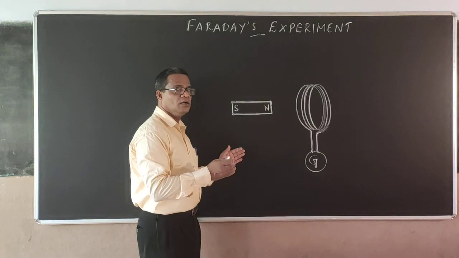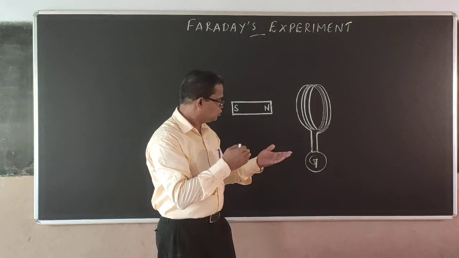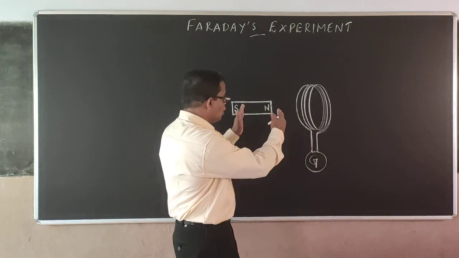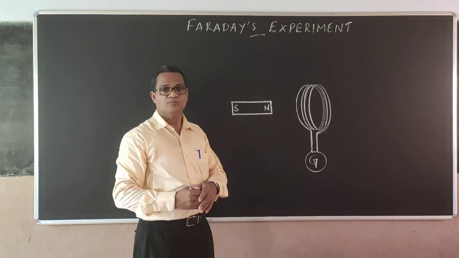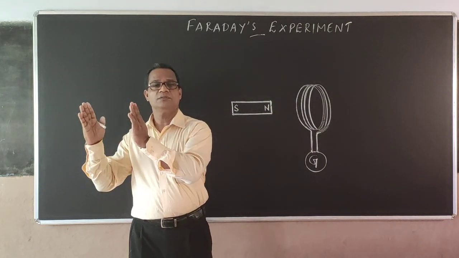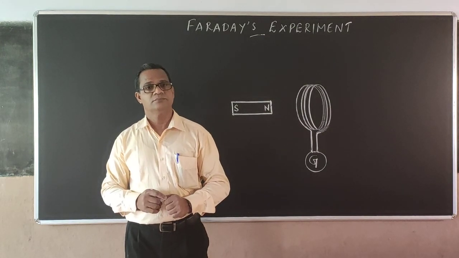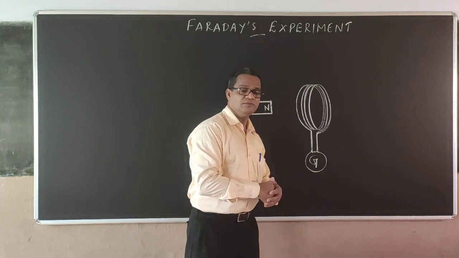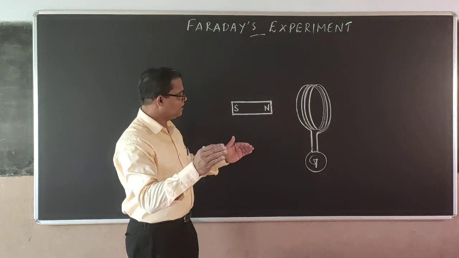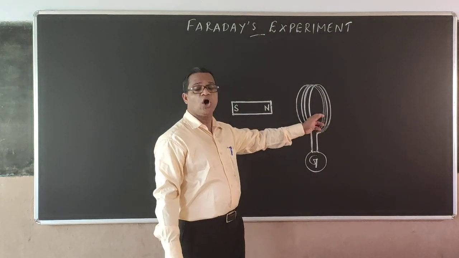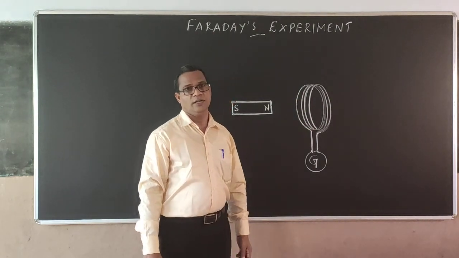Then he tried keeping both static, and no deflection is found. He then made both move in one particular direction, the magnet and coil moving with equal speed. Again, no deflection is found. So from this he identified that whenever there is a relative motion between the coil and the magnet, only then is a current produced in the coil.